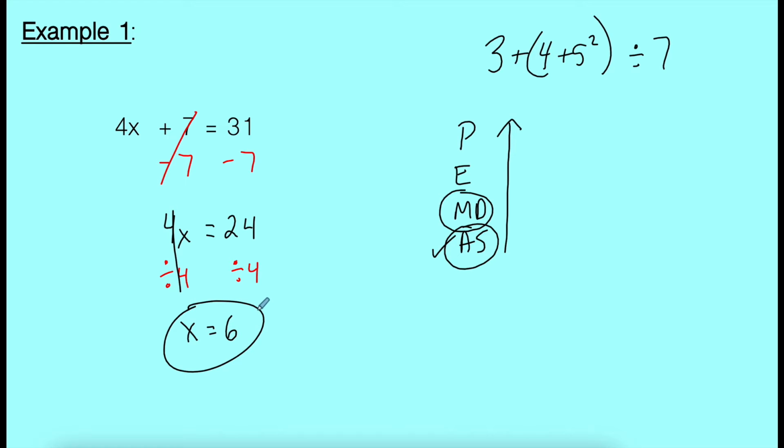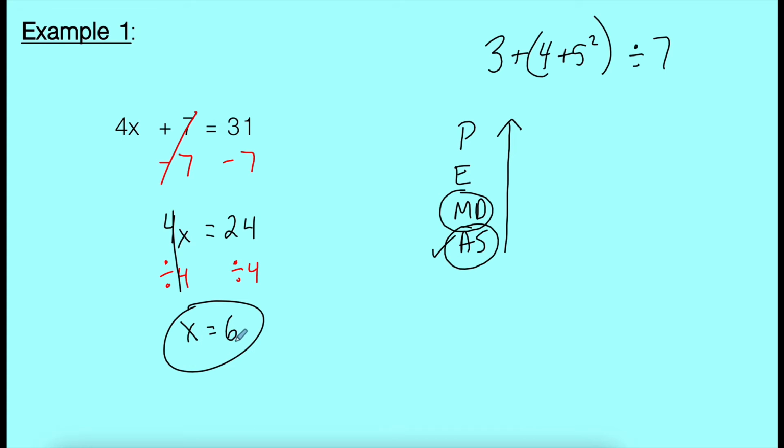And that's how you solve a two-step problem. You go backwards through the normal order of operations. That's how I know what to inverse first. And always take a moment to check your answer.